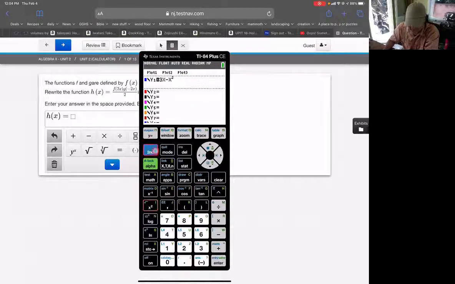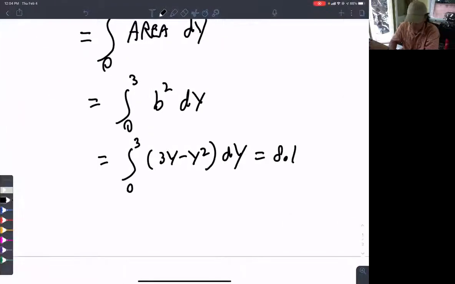So let me go to home screen and watch. Now I do math 9 to integrate. I'm going from 0 to 3. And what am I doing? I'm doing this, the length of a side squared. So I'm going to go alpha trace to get my Y1, and I'm going to square that. Look how clean and simple it is putting your calculator that way. And now enter, bam, 8.1 exactly. So that's why we get 8.1.